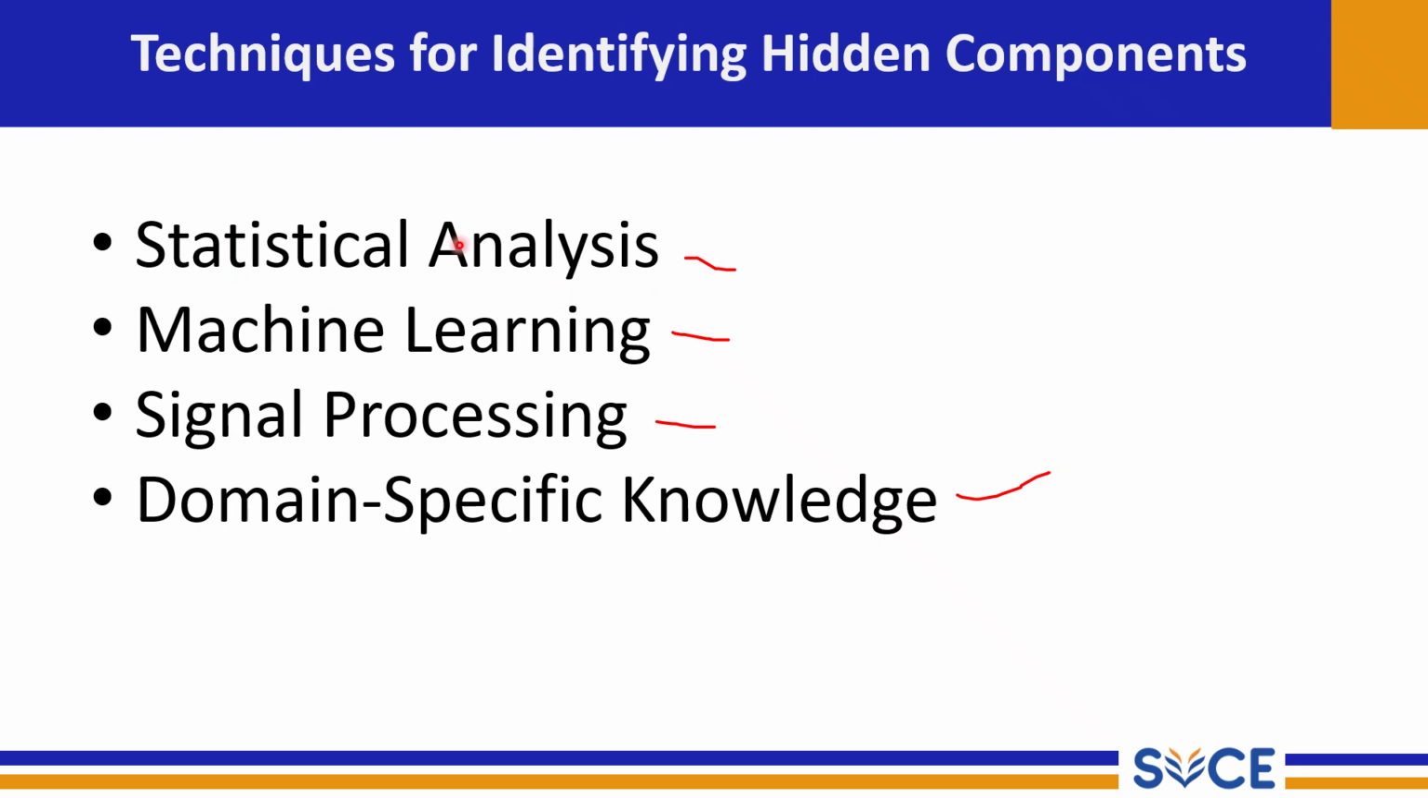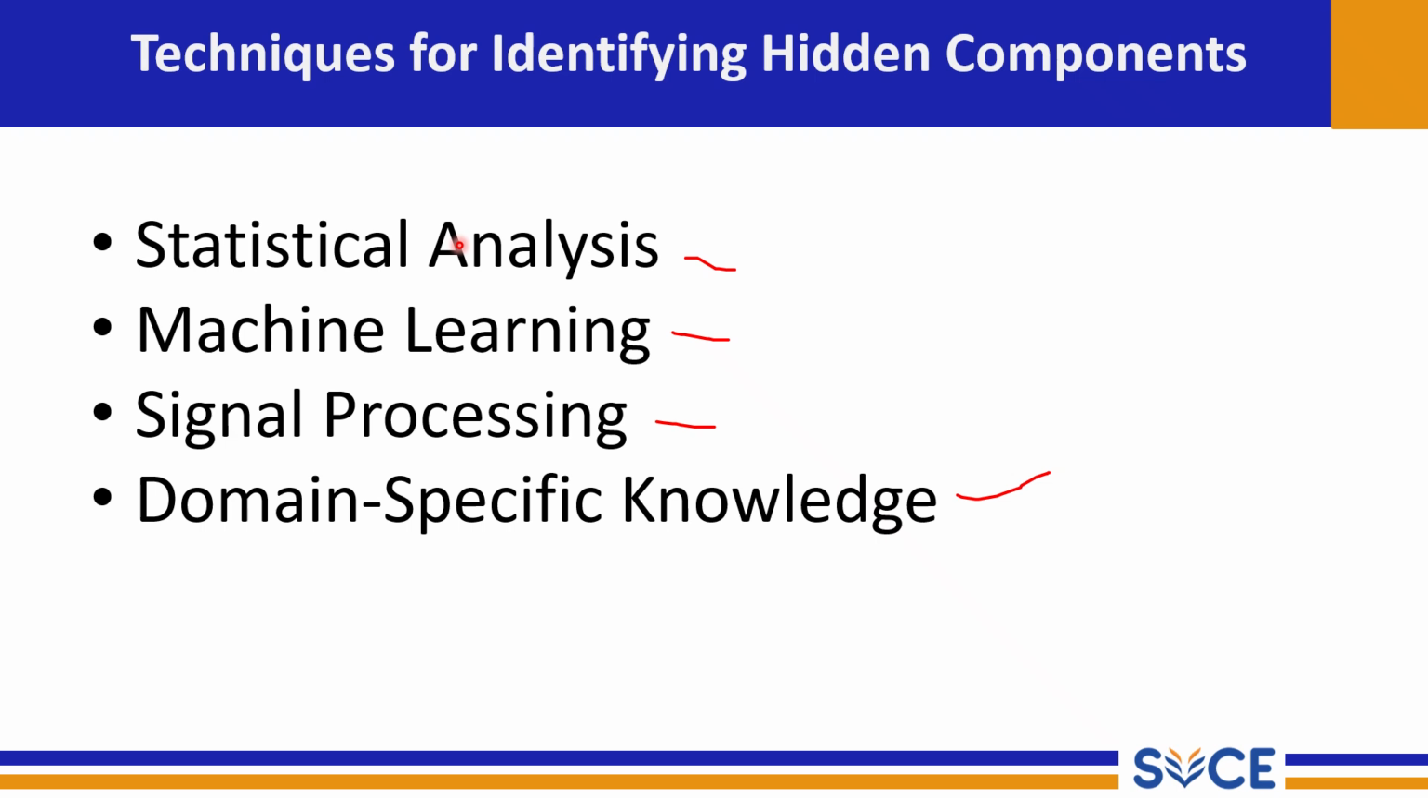First of all, statistical analysis, which provides a foundation for understanding the data distributions and identifying potential hidden components. In that we have the principal component analysis, that is PCA. PCA is a dimensionality reduction technique that identifies the principal components of a data set, which are the directions of maximum variance. These principal components can be interpreted as the hidden components that explain the majority of the data's variability.